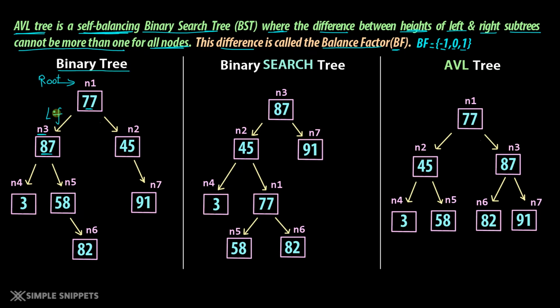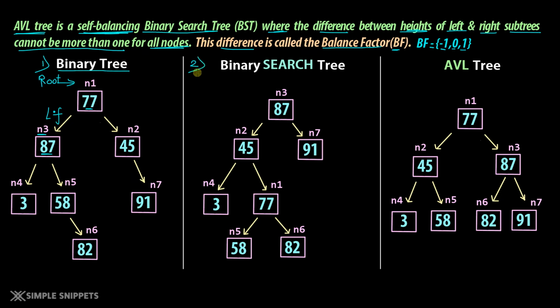There are no rules of how the data is stored. The only rule is that the structure should have one node with 0, 1 or 2 children. Correct? Not more than 2 children is the rule for a binary tree. Okay. So this is the first type, which is the very generic binary tree.